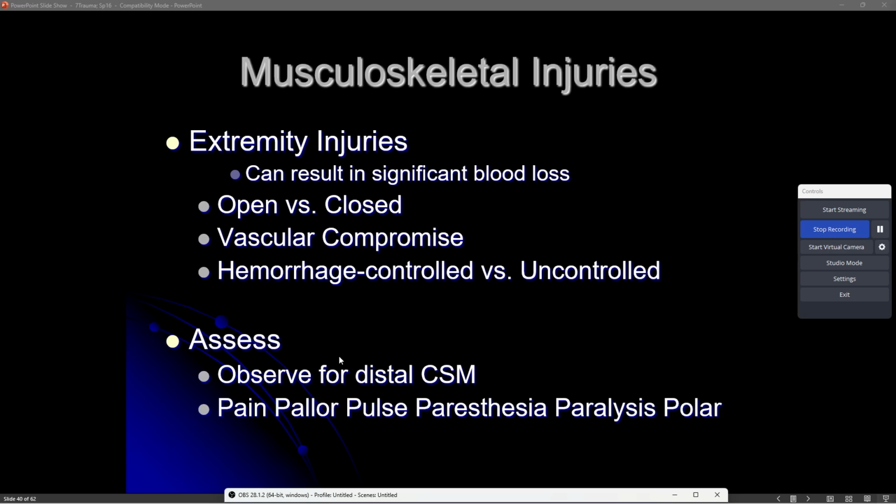Extreme injuries, we can have lots of blood loss. We've already talked about open versus closed and vascular compromise. So essentially, we have uncontrolled hemorrhage versus controlled hemorrhage. I can control external bleeding. I cannot control internal bleeding in the pre-hospital setting, but there are some tools that I can utilize in the inpatient setting to control internal hemorrhages.